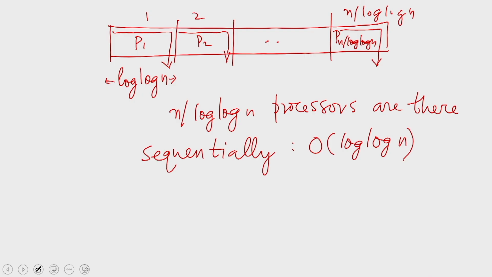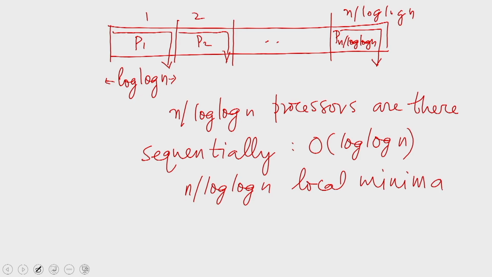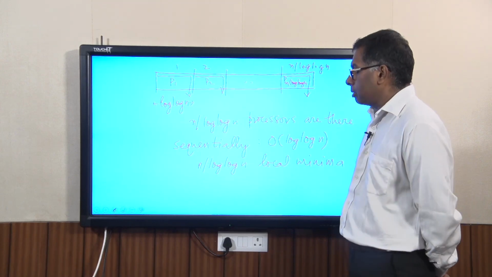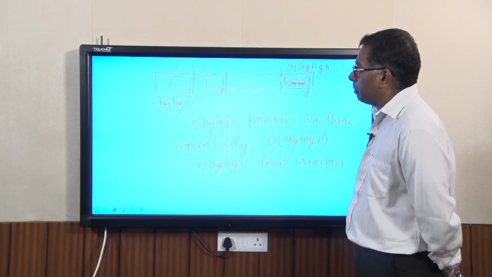Now, to find the global minimum, all that we need to do is to find the minimum among these minima, among the local minima. So, we have n by double log n local minima. Now, the solution should be obvious to you. There are n by double log n local minima, the minimum of which is the answer that we seek, and we have n by double log n processors. So, to solve this problem, we can invoke the previous algorithm, that is the second minimum algorithm. So, this is our third minimum algorithm.